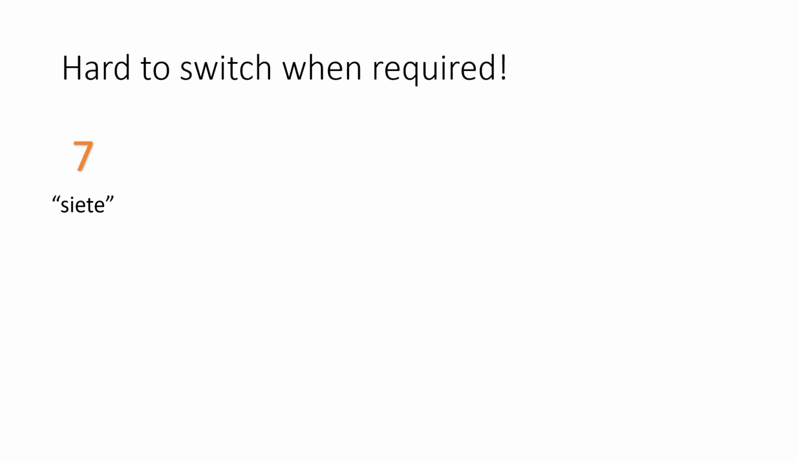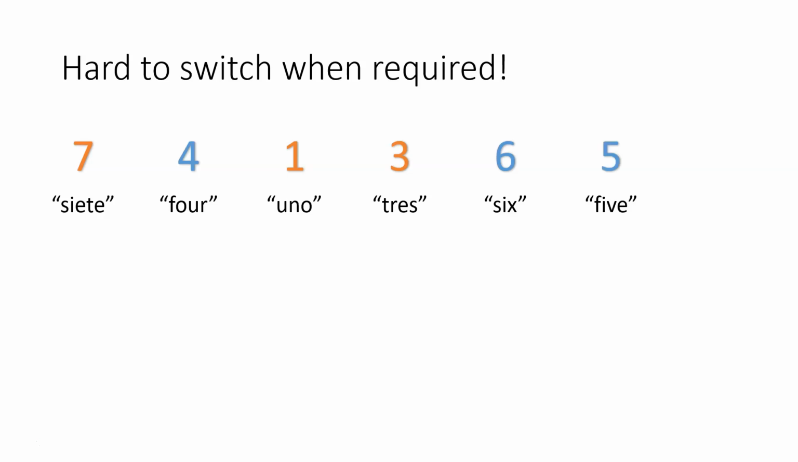Sometimes the numbers would appear in blue, and in those cases, they would have to say out loud the name of the number in English, like 4. And then they might switch back to Spanish, and they would have to say uno, and maybe another Spanish one, they would say tres, and then they would see a blue one, and they would have to say 6, and then a blue one, and they would have to say 5, and then maybe it would switch to another language again, and they would have to say ocho.